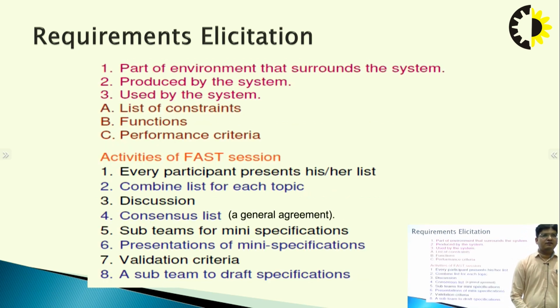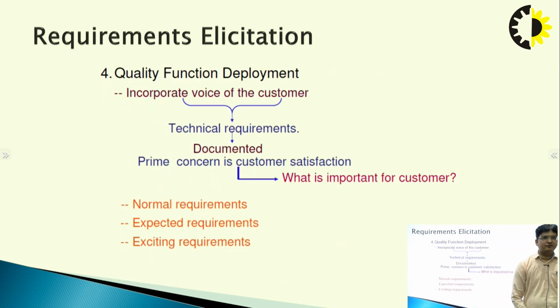Now, what are the various activities? Every participant must present his or her list. We will be combining the lists. We will have a joint discussion on the list, and finally, on the basis of consensus, a list is prepared, which is known as the consensus list. Then there are sub teams for each mini specification, then presentations of those mini specifications, and we will have validation criteria to determine whether the specifications are correct or not. Then a sub team to draft specifications.